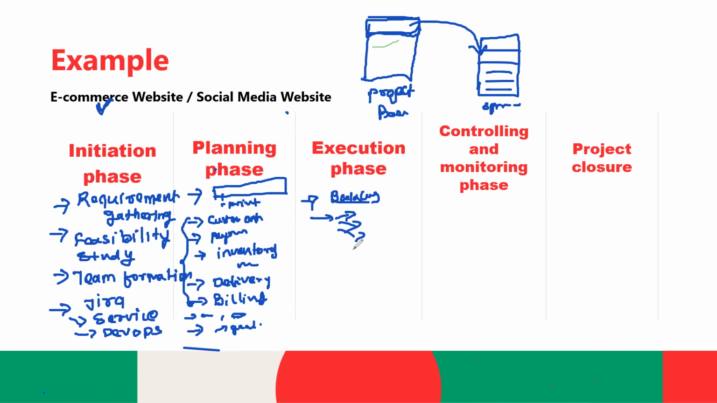Those kinds of things will happen here, and different kinds of meetings will be there between team members, like between the data team, the MuleSoft team, the Salesforce team, then meetings between MuleSoft and stakeholders. So all those kinds of things will happen in this planning and execution phase.